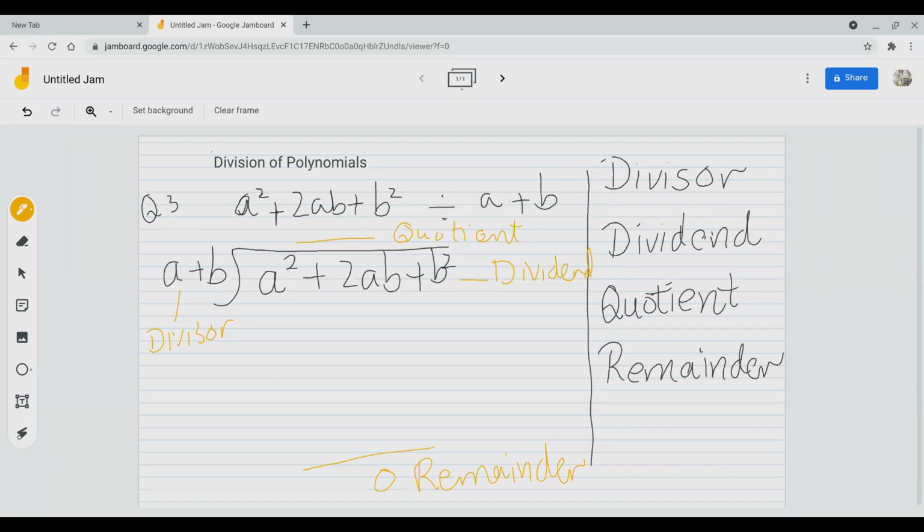It will be 0. So how many terms are there? Four basic terms in division: divisor, dividend, quotient, remainder. The divisor comes outside; the expression or number inside that is bigger is called the dividend. The top, where we get the answer, is called the quotient, and at the end we get a result in the form of 0, which is called the remainder. Not every time, but in your basic questions, you will get 0 as the answer.